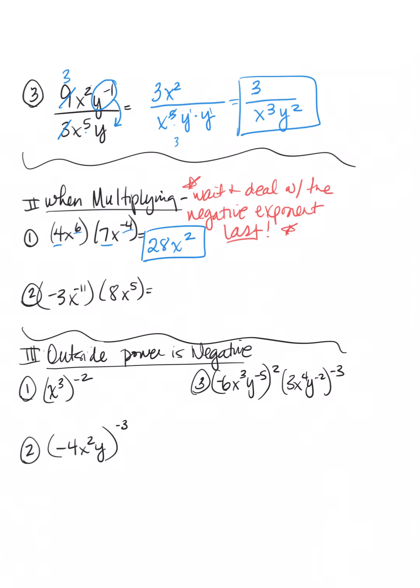What about on number 2? So I multiply coefficients, and I get negative 24, and then x to the negative 11th plus 5 will give me x to the negative 6. So I can't leave my answer with a negative exponent, so I write it like this, negative 24. This portion will go down below the fraction bar, so it'll be x to the 6th power.